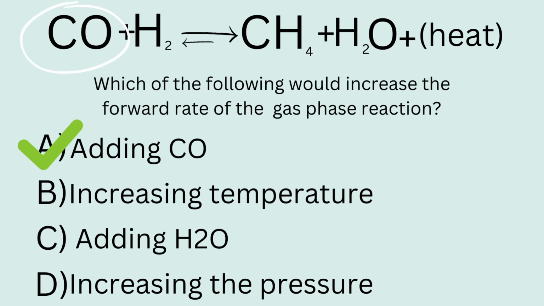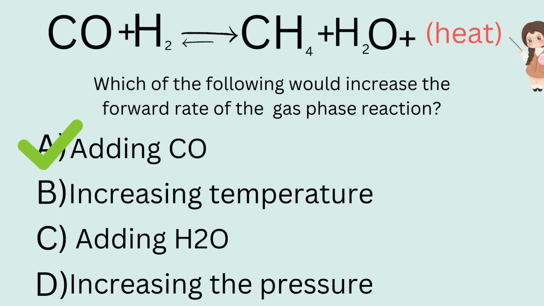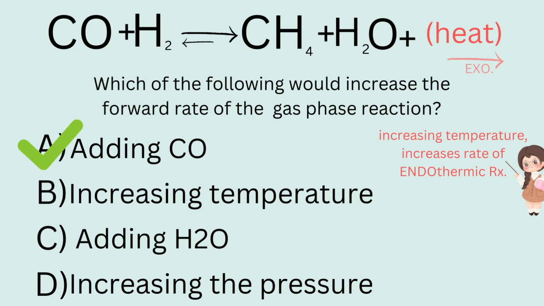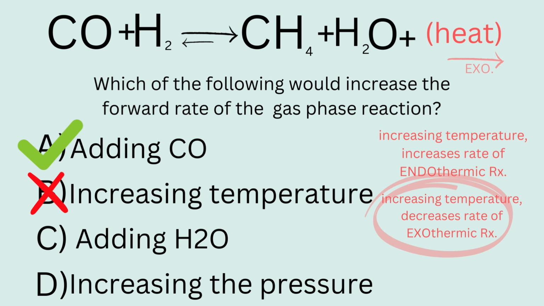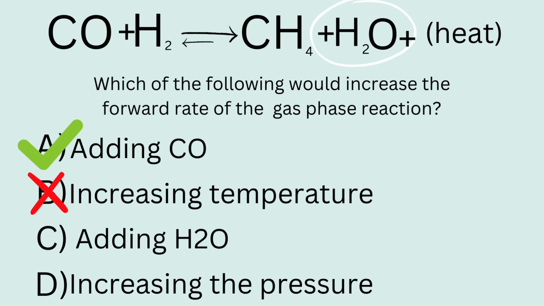B, increasing the temperature. First off, we have an exothermic reaction. If we increase the heat on an exothermic reaction, the forward rate slows down and the reverse rate speeds up. So this does not increase the forward rate, it slows it down. How about adding H2O? H2O is adding more product, so the system will shift towards the reactants. This increases the speed going towards the reactants, but it decreases the speed going towards the products, that being the forward rate. So here the forward rate slows down.